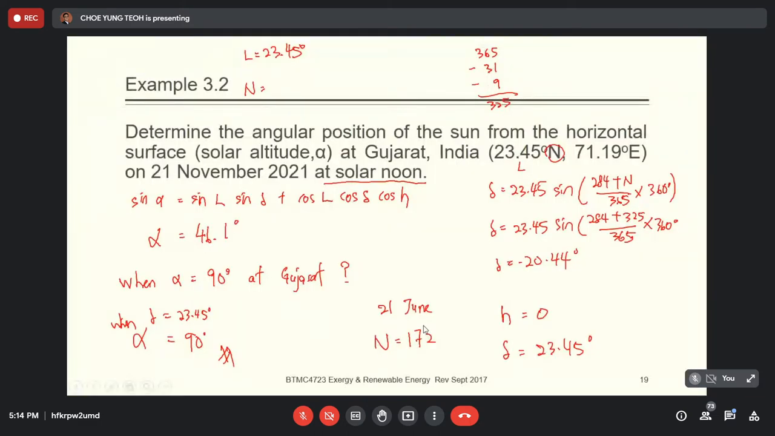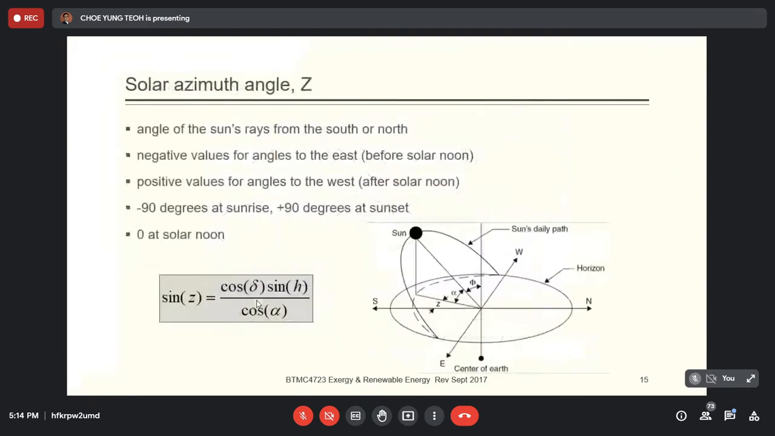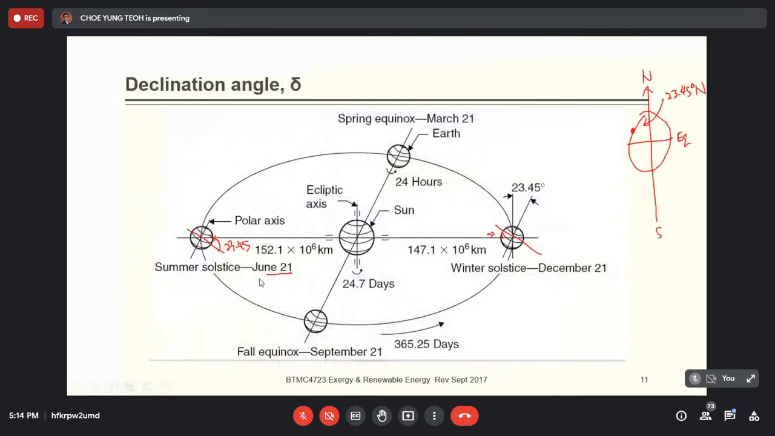How about Malaysia, when do we have the Lahainani? Malaysia will experience Lahainani two times a year. As you can see on the graph over here, Gujarat is exactly at the point of 23.45. So the sun will move from the equator up to 23.45, go down to 23.45 south of the equator, and then come back to the equator. So you can see they make one cycle. Actually in one year you only pass one time over Gujarat.